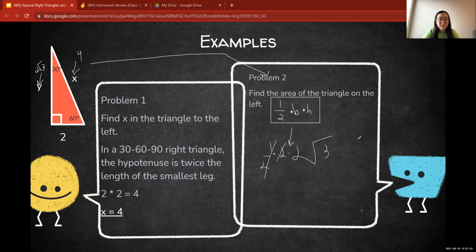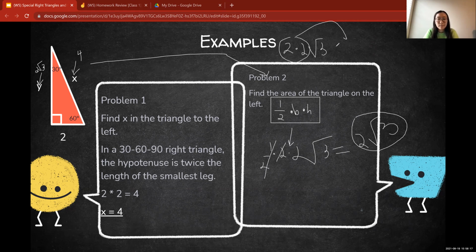And then 1/2 times 2 equals 1. So basically what you got is 1 times 2 radical 3, and 1 times 2 radical 3 just equals 2 radical 3. But just as a review of multiplying radicals, if you decide to do 2 times 2 radical 3 first, that equals 4 radical 3. And then you do that times 1/2, and you get 2 radical 3 again. All right, does anyone have any questions here?